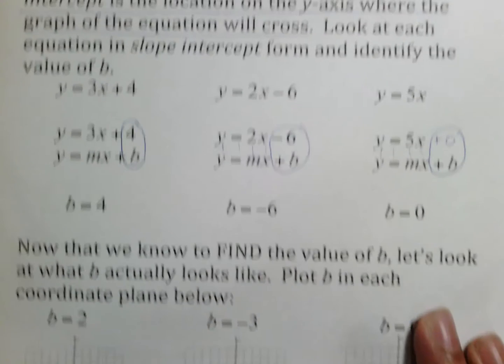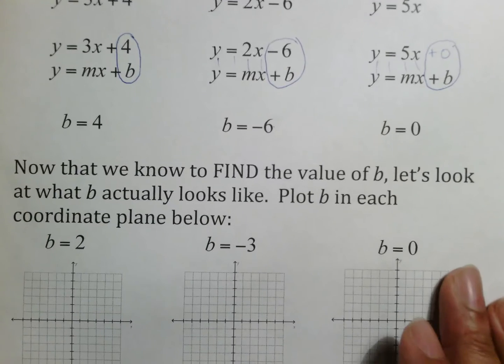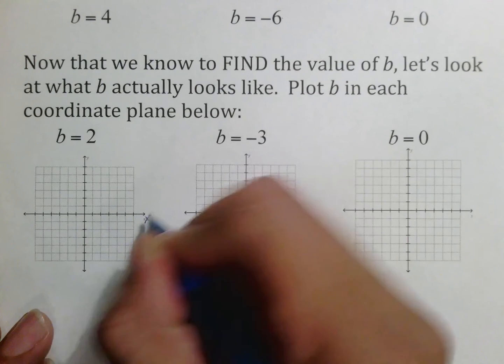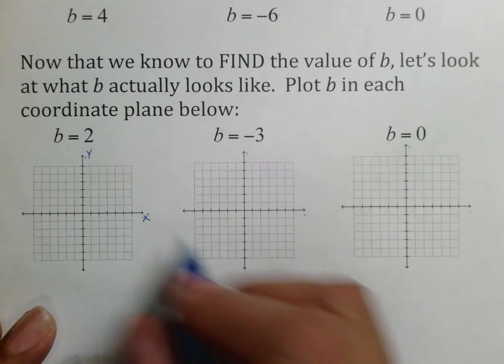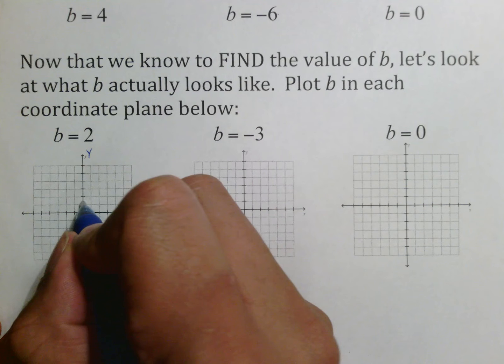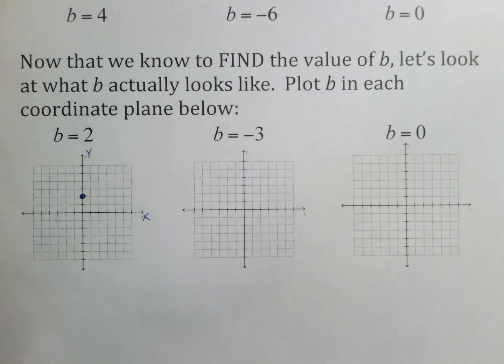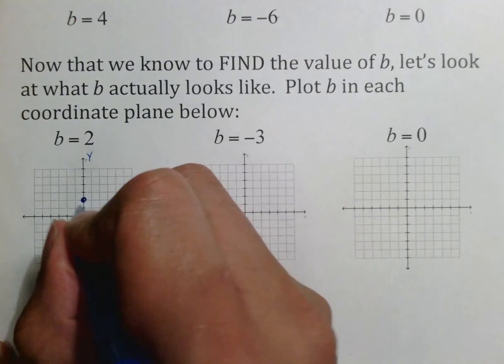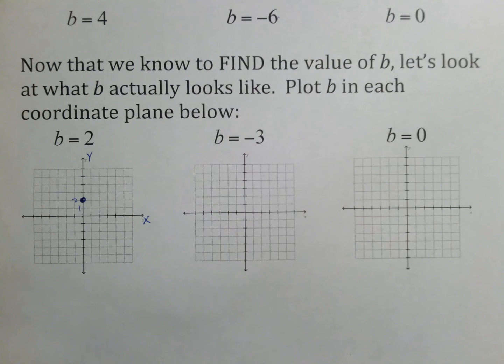So now that we know how to find the value of b, let's see what it looks like on a coordinate plane. If b is equal to 2, remember, this is your x-axis and your y-axis. If b is equal to 2, then it means that the y-axis is at 2. So you go up 2 and you simply put a dot. That is b equals 2. Notice, y-intercept, here's your y-axis. That's 1, that's 2, and that's where the dot goes. That's all you have to do to plot b.